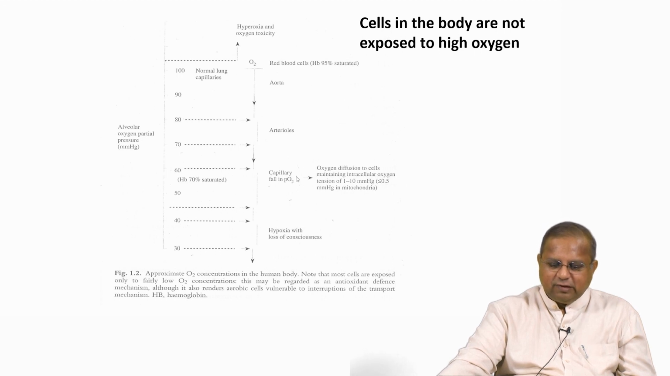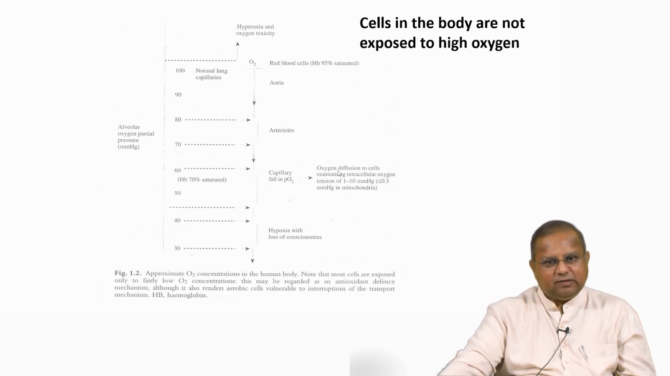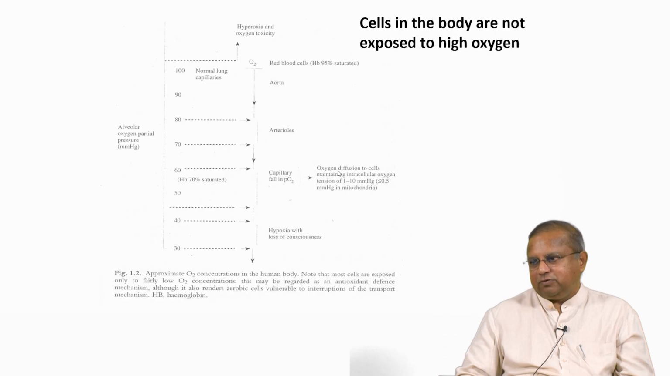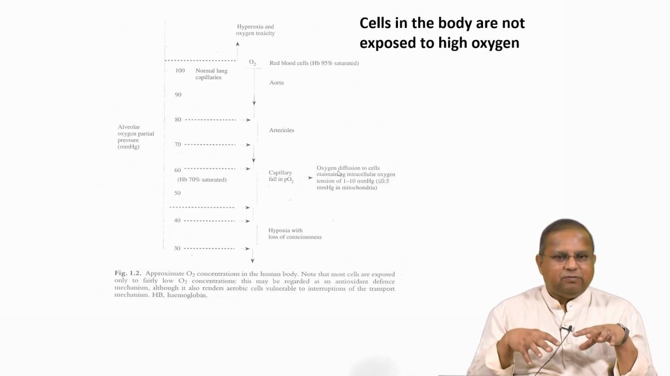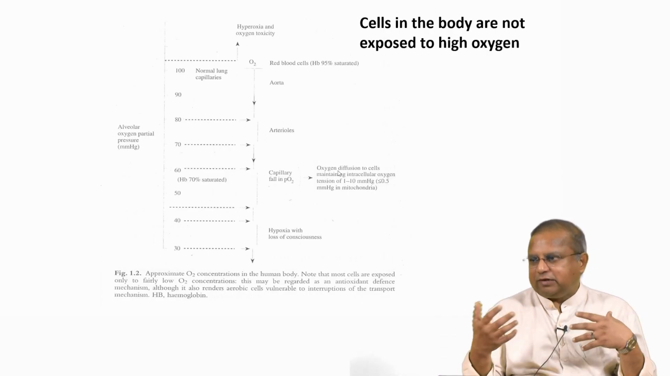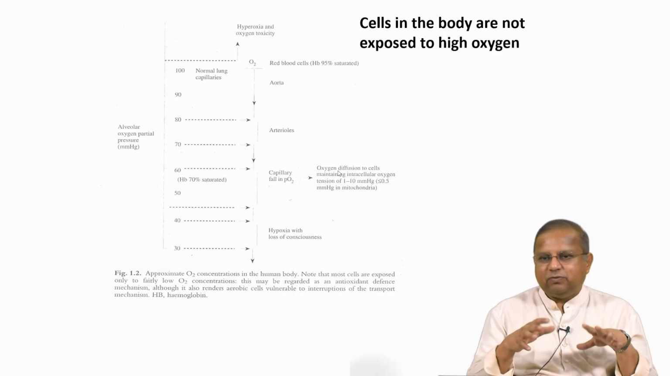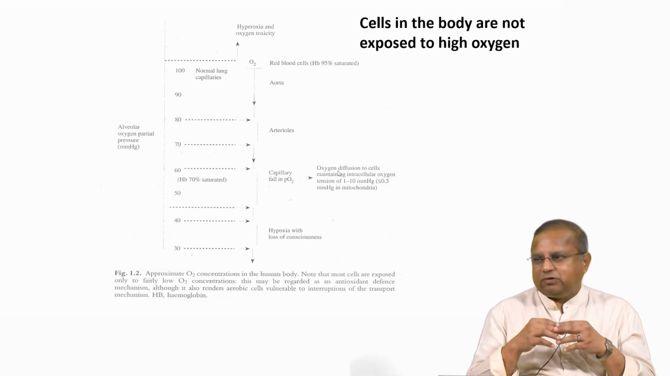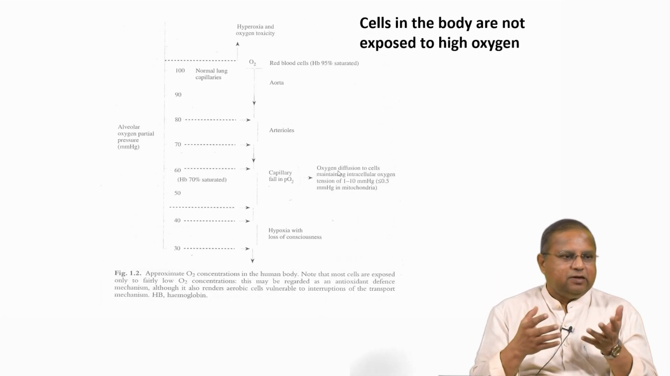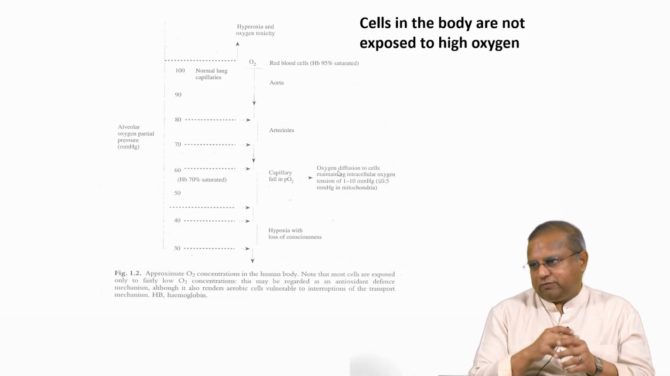So, most cells, if this is the capillary pressure 50 to 60 mmHg, the cells are seeing less than that because it has to diffuse from here to there and so on and so forth. So, by the very design of the body, your actual cells get to see much less oxygen except the ones that are directly exposed to oxygen or directly receive oxygen, as in the case of lungs and so on.